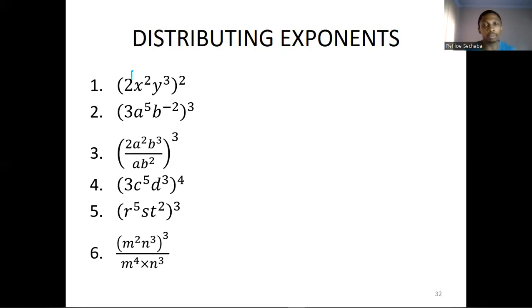Are you even allowed to distribute the outside exponent? Yes, you are, because all of those are linked by multiplication. Okay, now let's do that.